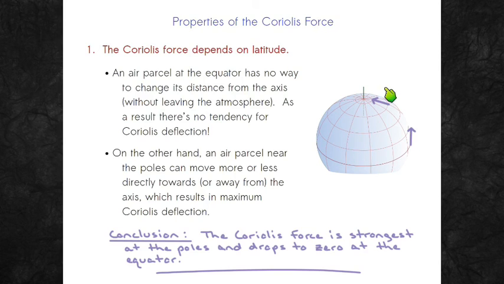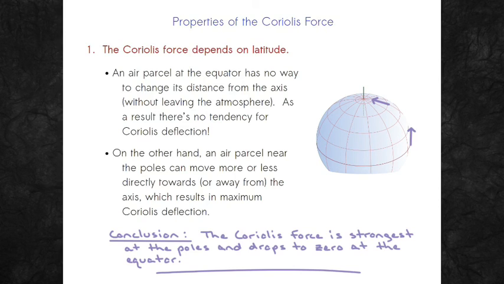And in between, you have some dependence on the latitude, where it goes from its biggest value at the poles and then gradually decreases until dropping down to 0 at the equator. To be quantitative about it, it varies with the sign of the latitude, but the strength of the Coriolis force gets bigger the closer we get to the poles. Okay, so that's the first property.